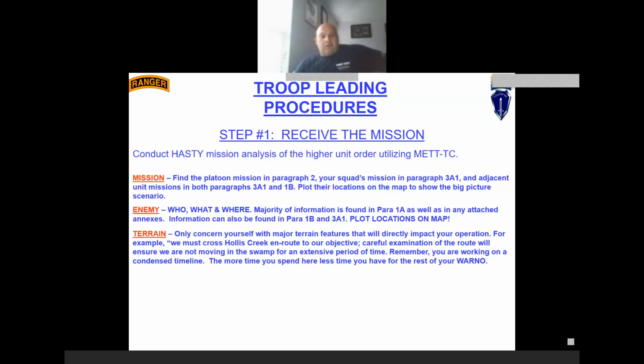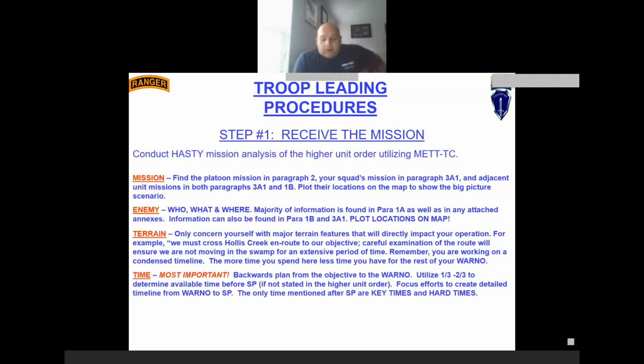Time is the most important. Backwards plan from your objective to your warning order. Utilize 1/3, 2/3, and determine the available time before SP. If not stated in higher's order, focus your effort and create a detailed timeline on your warning order to the SP. The only times mentioned after SP are key times and hard times. Initiate planning and preparation timeline is critical to the warning order. It is the most important output for a hasty analyst, it lets you know the time to plan and prep.